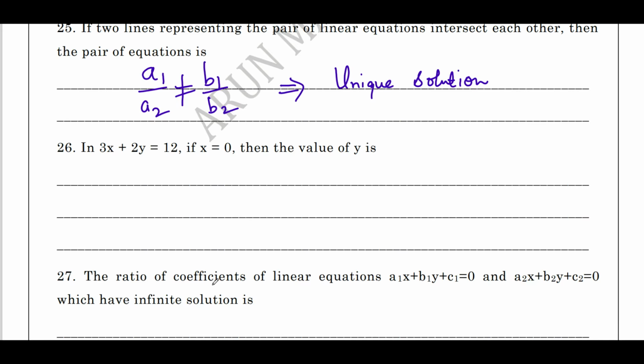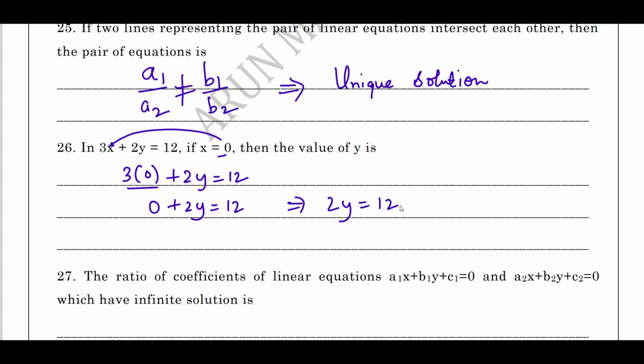In the linear equation 3x plus 2y equals 12, if x equals 0, then find the value of y. Just substitute the value of x equals 0 here, that is 3 into 0 plus 2y equals 12. 3 into 0 is 0, 0 plus 2y equals 12. 0 plus 2y is 2y equals 12. y equals 12 by 2. We get y as 6.